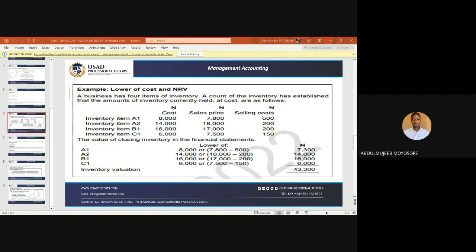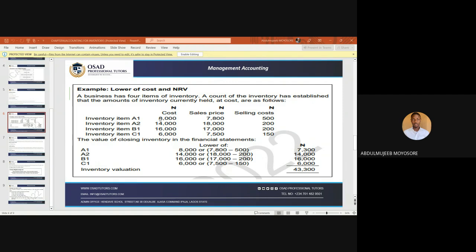Now, what is the value of our inventory? Our NRV is 7,300, selling price less selling cost. But our cost is 8,000. What is our value of inventory? 7,300. Why? Because it's the lower between the NRV and the cost of inventory.